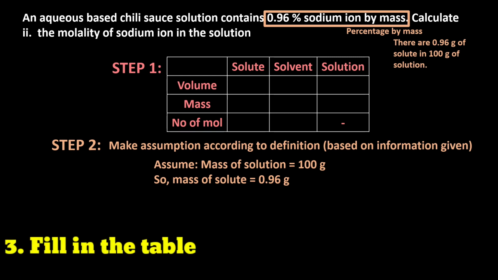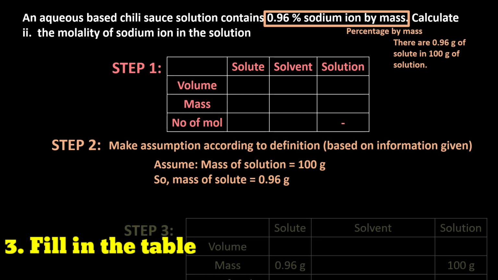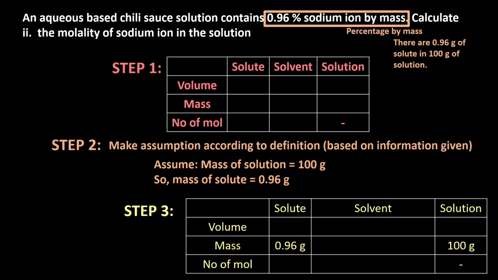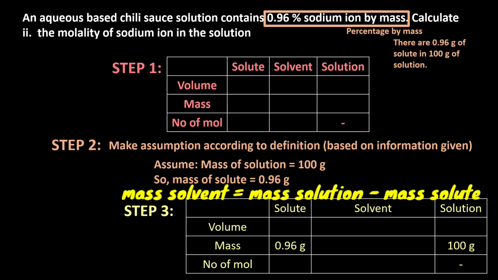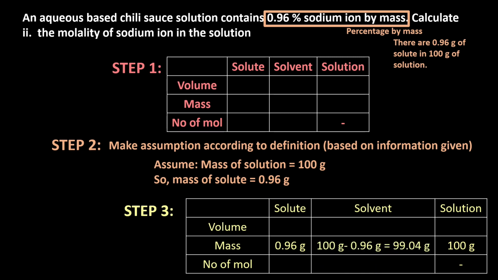In step number 3, we fill in the table using the information in step 2 into the table in step number 1. So based on the assumptions in step 2, we have mass of solution 100 gram and the mass of solute 0.96 gram. And then from this, we can calculate the mass of solvent by subtracting mass of solute from the mass of solution, giving us the mass of solvent 99.04 gram.